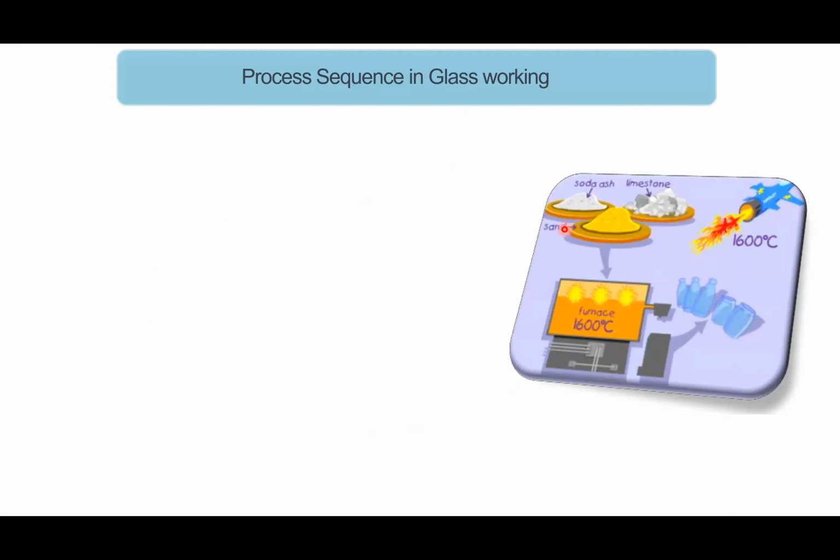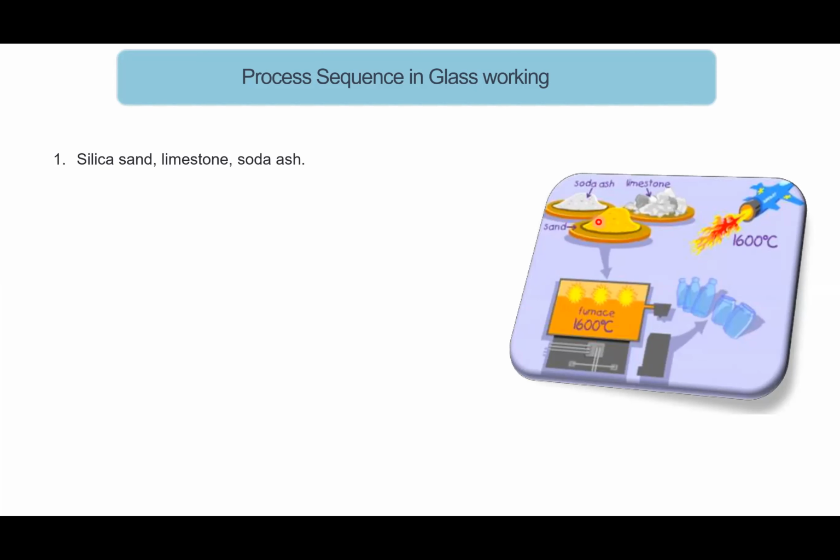Process sequence of glass working. The glass working process means how glasses are produced. That is what we are talking about. Firstly, the silica sand, limestone, and soda ash are all mixed together in proper proportion, whatever proportions we need to get the final property of the glass. For example, if I want to use the glass for a window, I will have a different composition than when I use the glass as the screen of a mobile phone. It will be a different composition and different heat treatment will be involved.